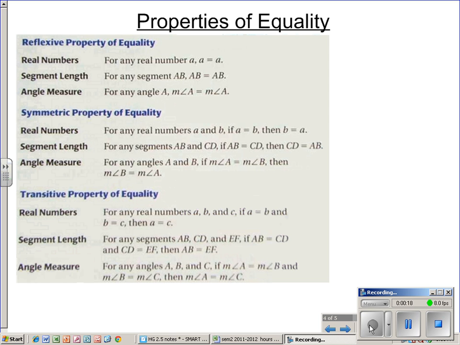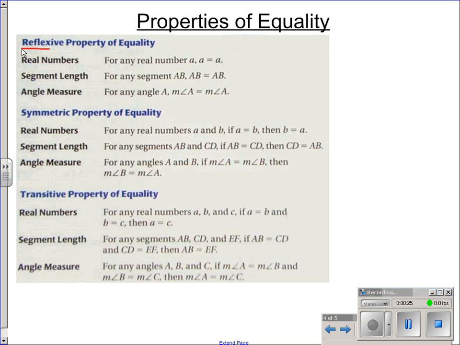So, these properties here, you don't need to copy down all of this, but there are certain things that you do need. This reflexive property of equality. Basically, what it says is something equals itself. It's a very weird thing to say, but when we get going with geometric proofs, you're going to use this a lot. It's one of those just kind of formalities, but you're going to use it a lot.